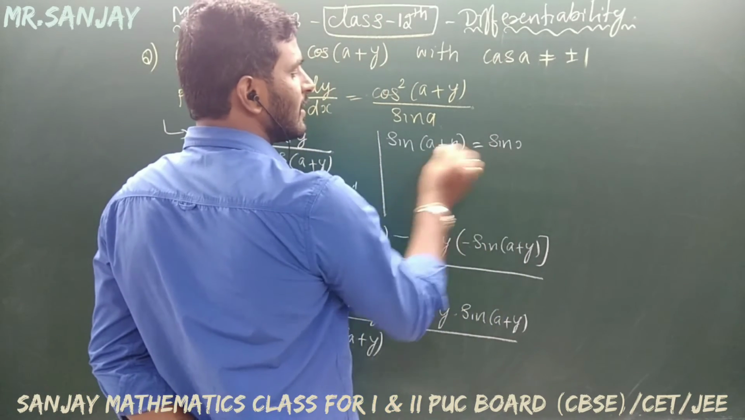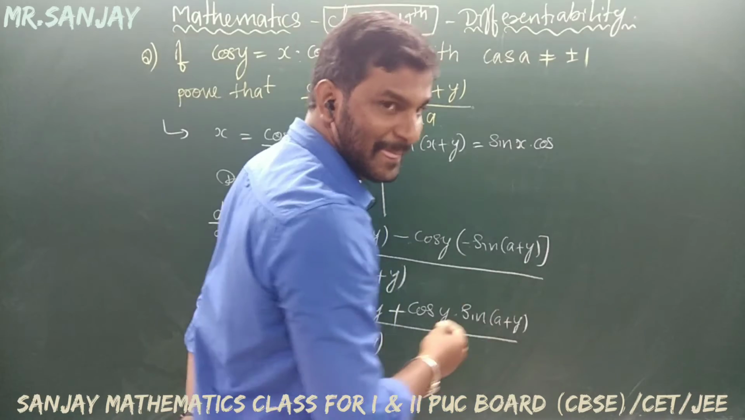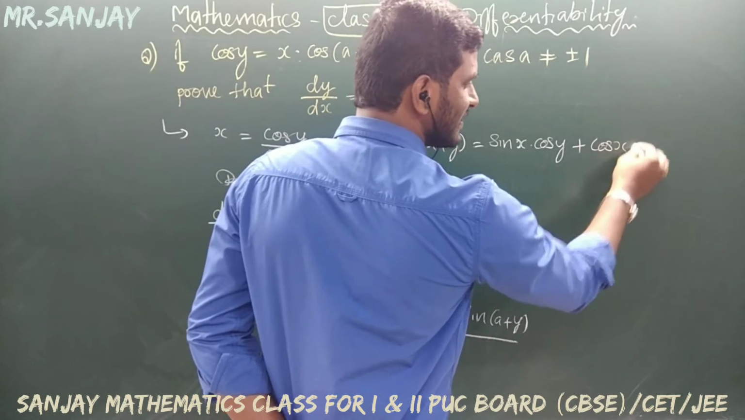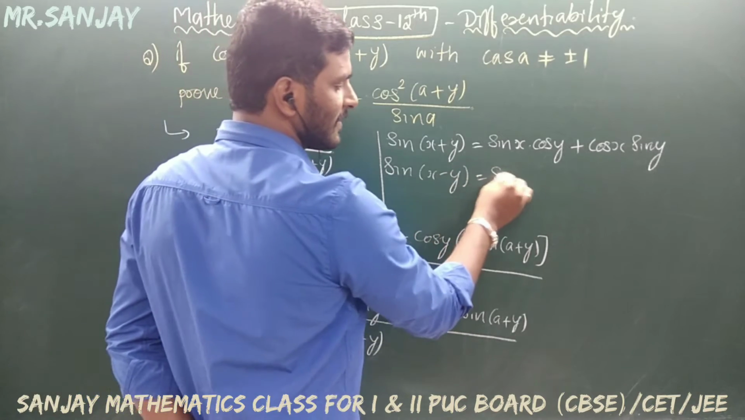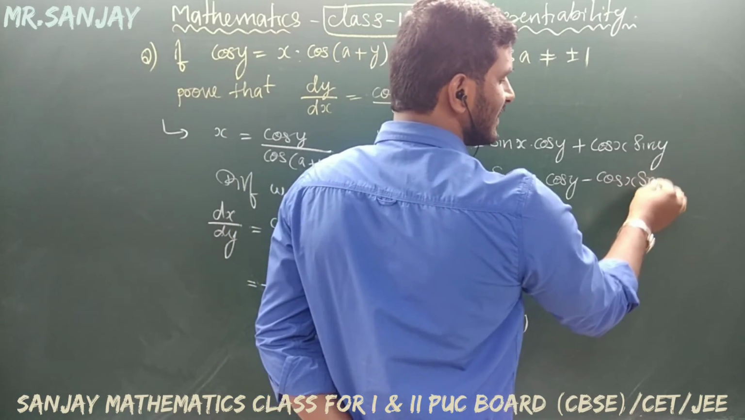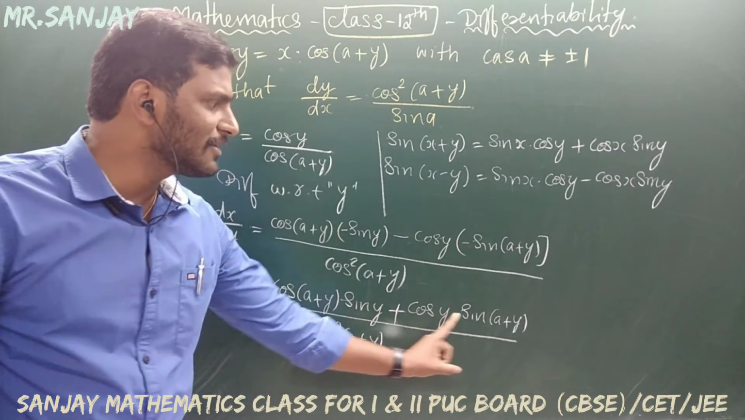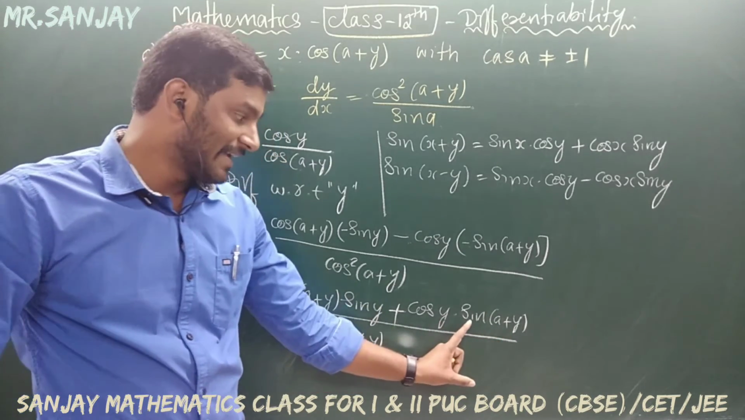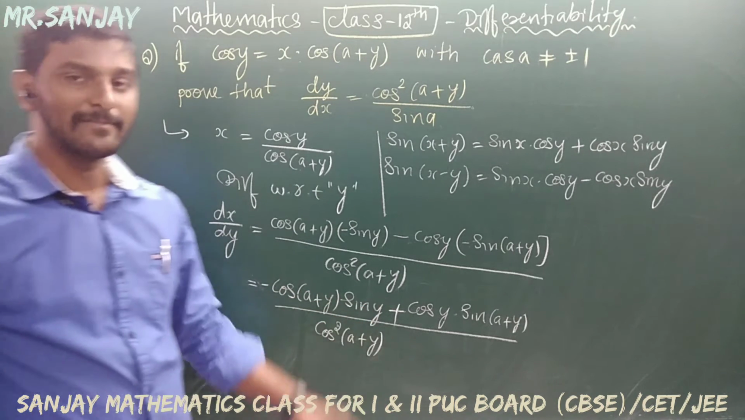Okay, let me write sin(x+y): sin x into cos y, then plus cos x into sin y. Correct? But what is the formula of sin(x-y)? Sin x into cos y minus cos x into sin y. Correct? See, in this case, shall we use cos x into cos y? That means sin x into cos y minus cos x into sin y.